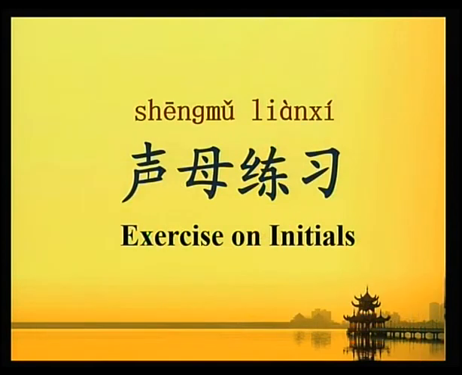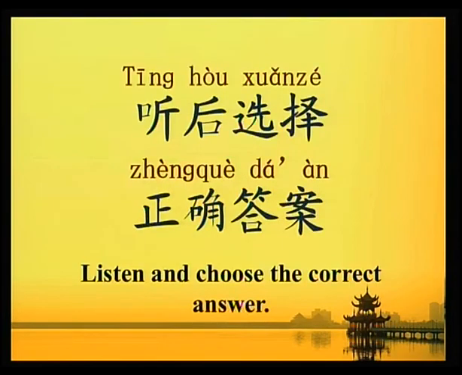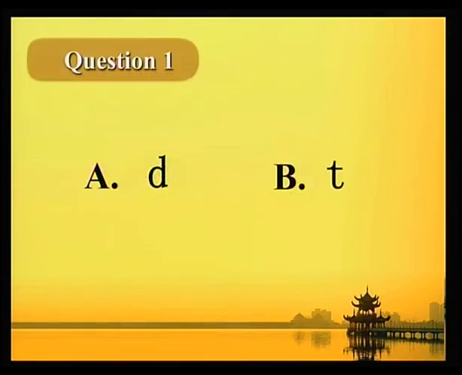Shengmu Lianxi, exercise on initials. 听后选择正确答案. Listen and choose the correct answer. Listen carefully. Question 1. T, T. The correct answer is B. T, T.